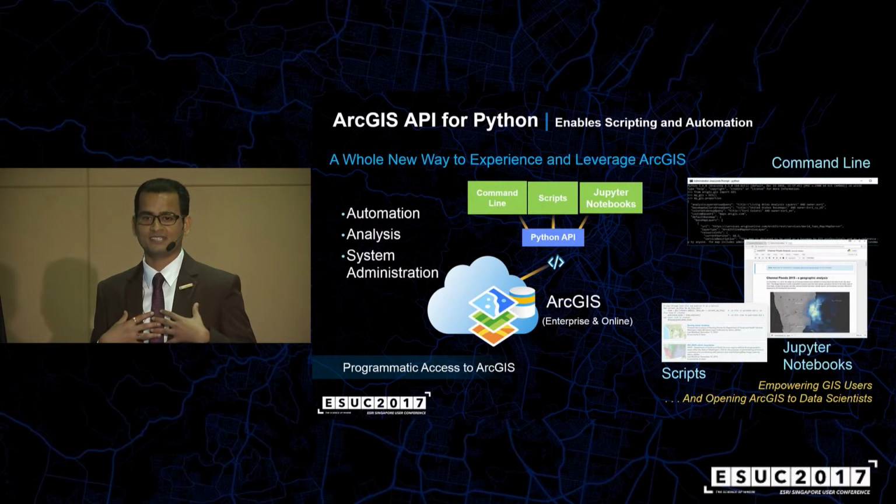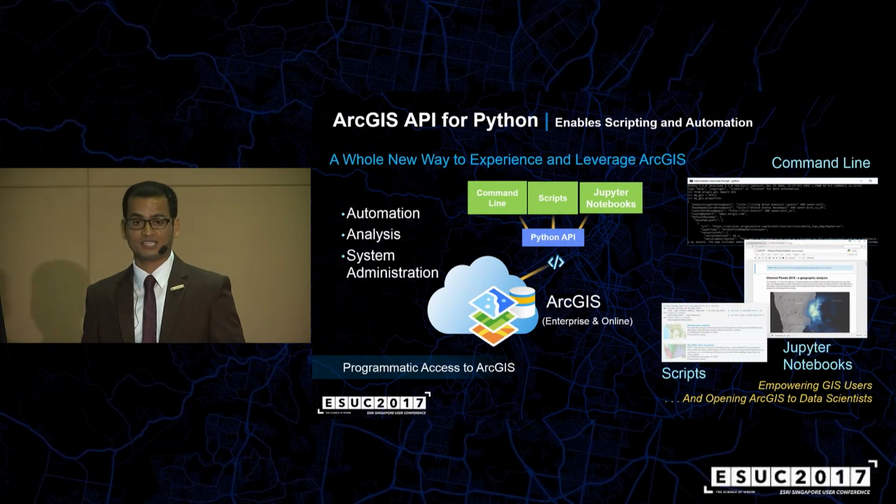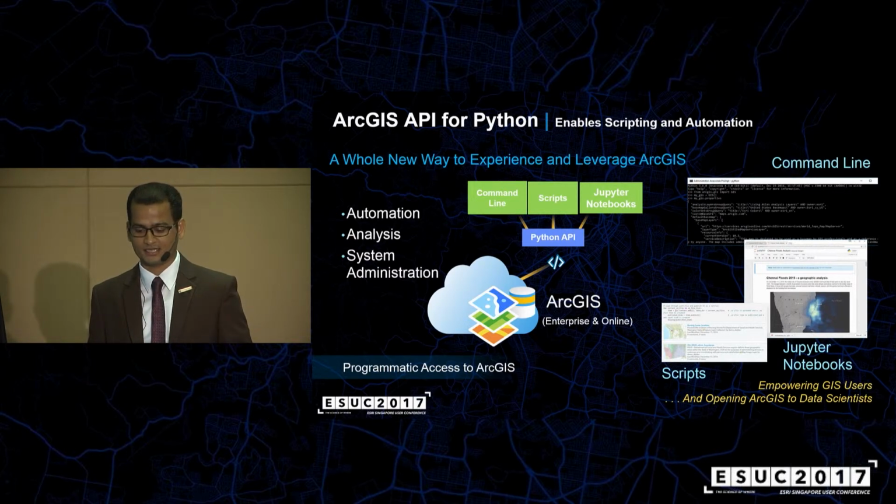Now my favorite for today is ArcGIS API for Python. I just love this one. I tried it after this year's user conference, Esri UC. So what is ArcGIS API for Python? It is something that enables the scripting and automation of your enterprise GIS at the command line level.